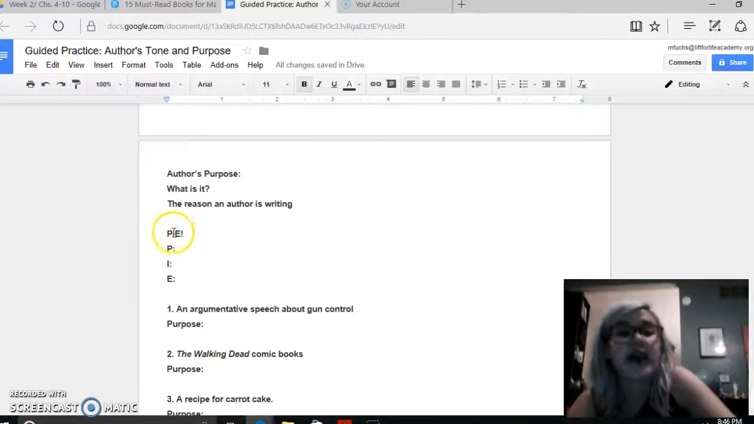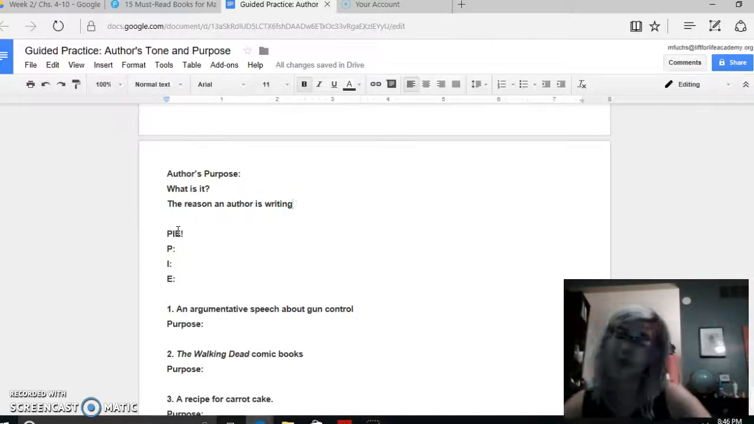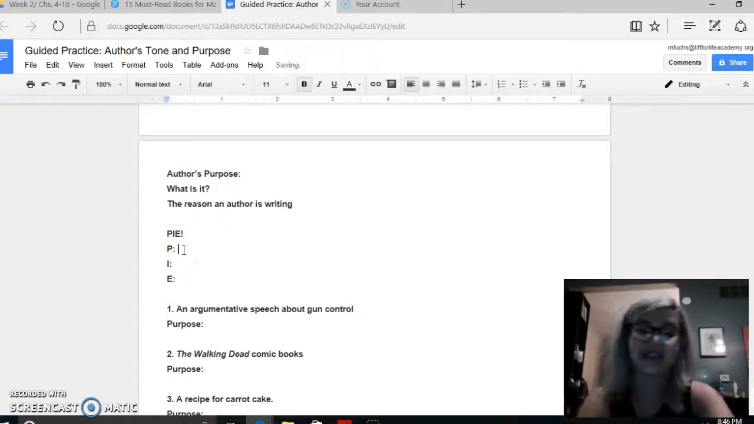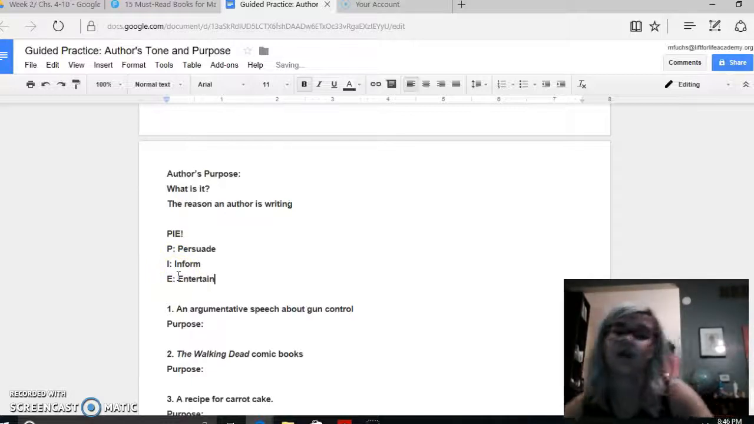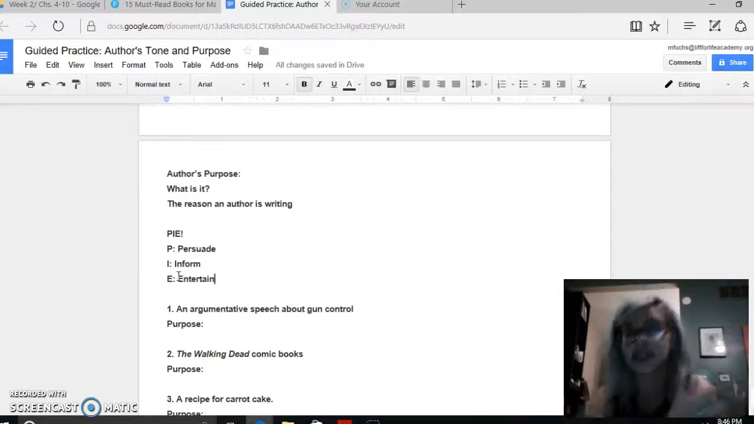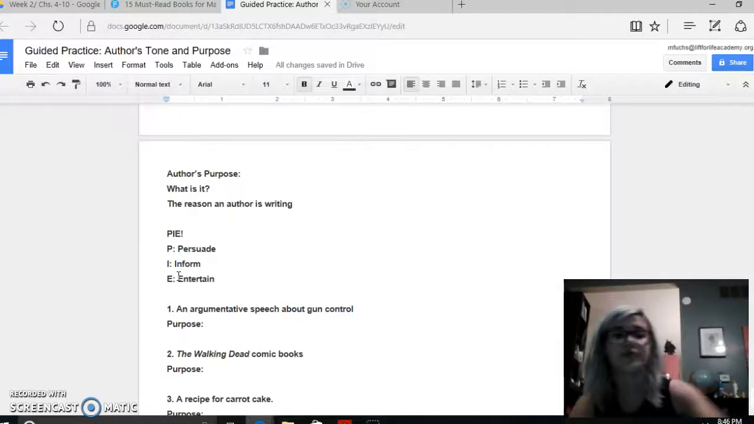And the easy way to remember that, as I hope you guys have learned in the past, is pie. So every time we talk about purpose, think about pie. Cherry pie, apple pie, peach pie, whatever pie you like. Think about pie. The P stands for persuade. The I stands for inform, and the E stands for entertain. So if you're persuading, you're trying to get somebody to agree with you or to think a certain way. If you are informing, you're basically just laying out the facts. And if you're entertaining, the whole purpose of it is to be like, oh, here, look at this. It's fantastic. I'm going to take up your time. Like TV shows are entertaining, okay?